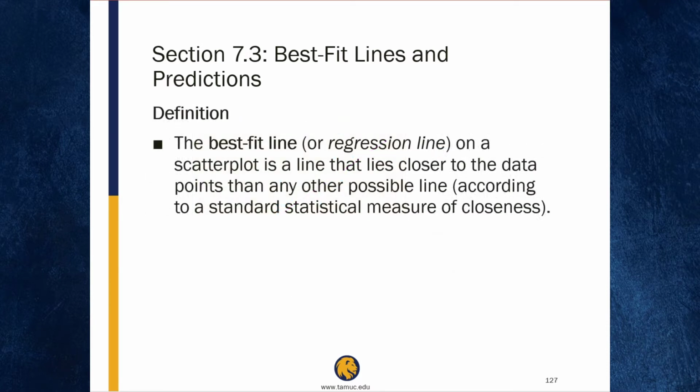So the definition of the best fit line, also called the regression line, on a scatter plot is a line that lies closer to the data points than any other line possible according to the standard statistical measures of closeness.